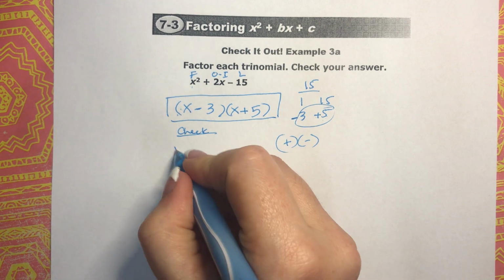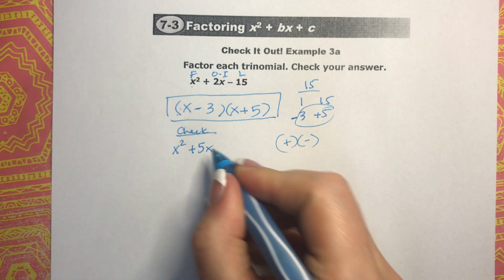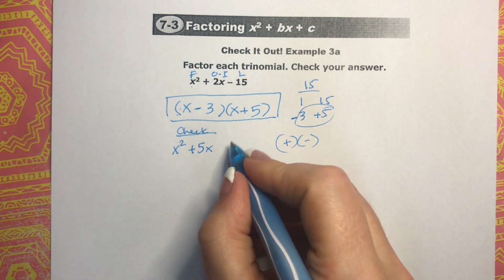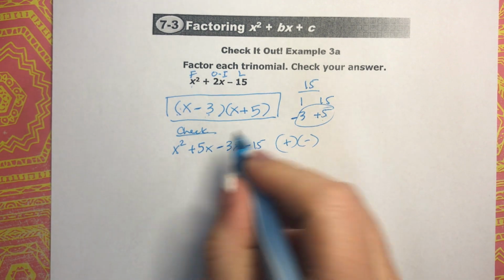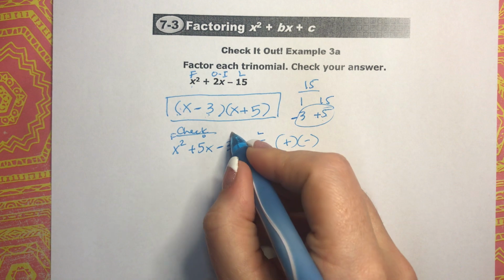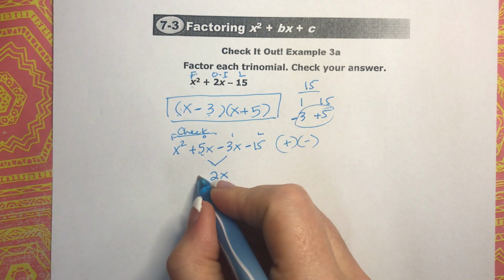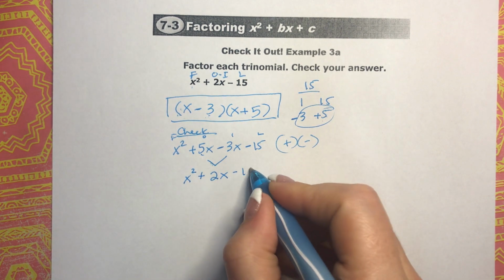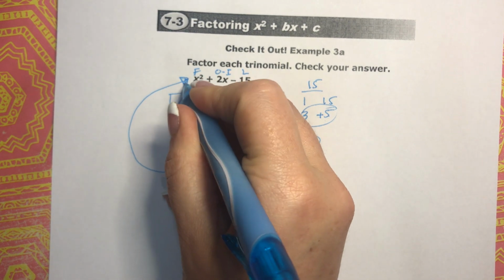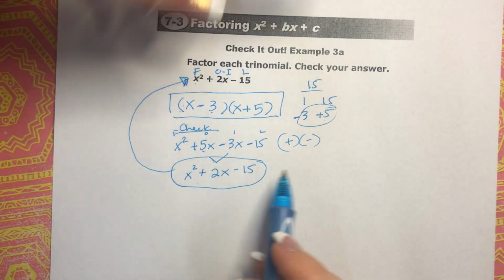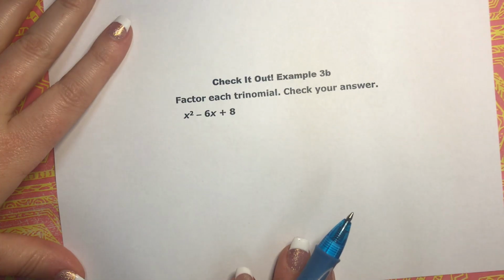So x times x is x squared. That's my first. Then my outside, x times 5 is positive 5x. Then I have my inside, negative 3 times x is negative 3x. And then negative 3 times 5 is negative 15. Here's my first. Here's my last. Outside, inside. Then these combine. 5x minus 3x is 2x. And then I just rewrite all of this, and this is my answer: x squared plus 2x minus 15. I'm going to go ahead and check it and see if I got it right. Woohoo! We did it. So if you got that right, awesome. Let's see how you did on 3B.